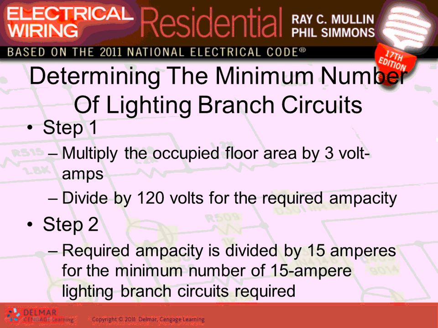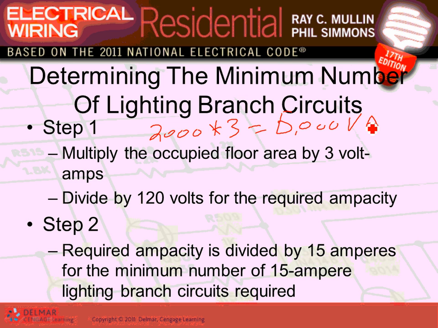Let's go back to Derek's house. Derek's house is 2,000 square foot multiplied by 3. That will give me 6,000 volt-amps. So that's Derek's general purpose receptacles and lights. I would use that to size the service. Now, how many branch circuits do I need in his house for lights and for general purpose receptacles? And I emphasize the words general purpose receptacles.